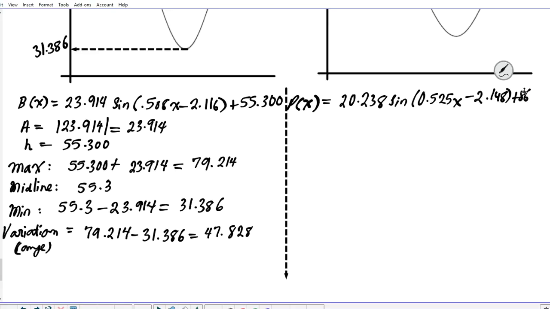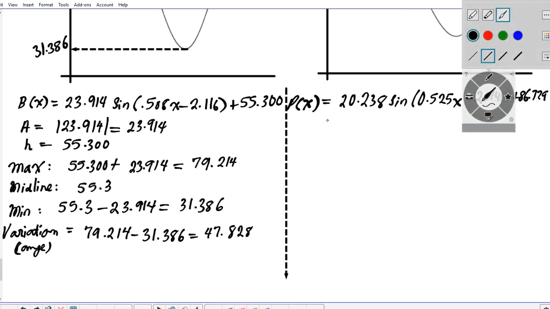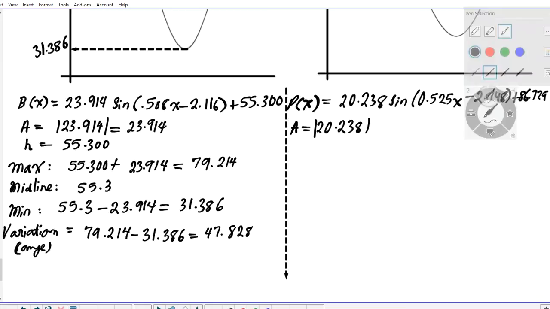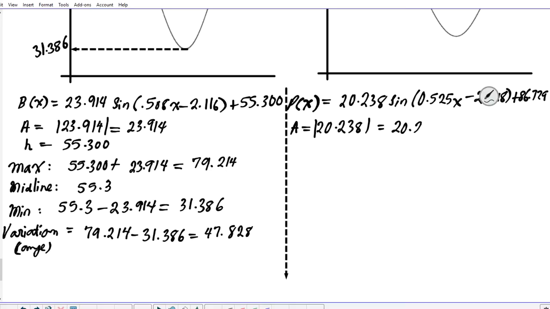Okay, so there you go. Now let's go ahead and find the relevant components. Start with the amplitude. The amplitude here is 20.238, the absolute value of the coefficient of the sine function. Our h value, the vertical shift, is 86.729. All right, let's start with the maximum.